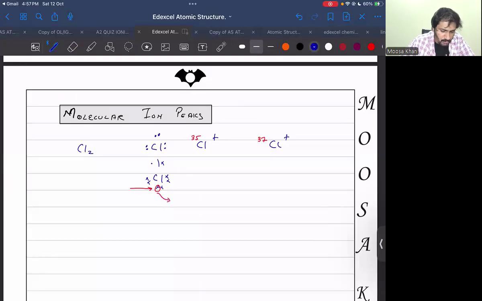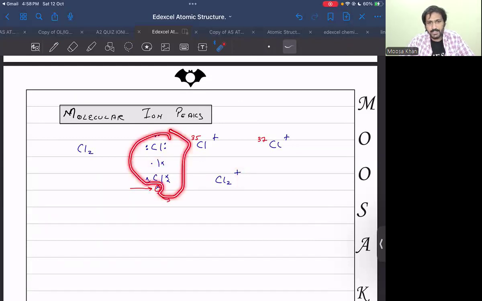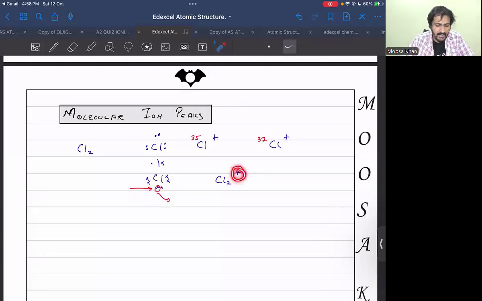When it knocks out a lone pair electron, we will get Cl2 with a charge of +1, right? Because this time the shared pair electron is not knocked out, the bond won't break. The molecule will stay intact. But as one of the electrons has been knocked out, this complete molecule will become one electron deficient, due to which it will get a charge of +1, because the number of protons is the same in the nucleus of both the chlorine atoms. One electron has been knocked out. It means the molecule would become one electron deficient, so there must be a positive charge.